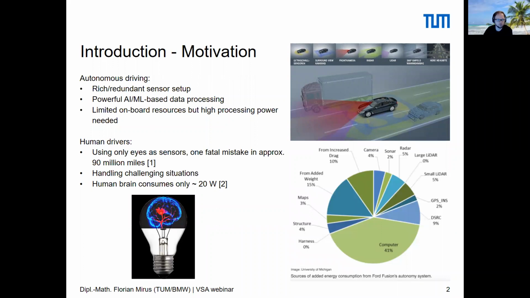According to the US National Highway Statistics Department, we're only making one fatal mistake in approximately 90 million miles driven. And we do so by using our brain, which consumes only roughly 20 watts of power, which is comparable to a lightbulb. Whereas in autonomous driving, the majority of power is dedicated to computing. So there's definitely a gap and room for improvements.